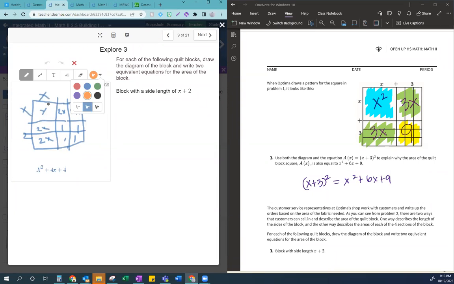X times X is X squared, right? X times X is X squared. And 2 times X is 2X. So not each of these being 2X, but these two together make a 2X. Can you fix this, person? Very good. Your answer is perfect.